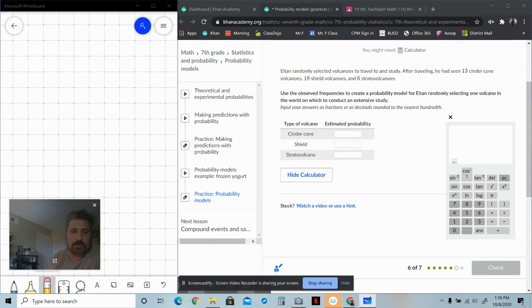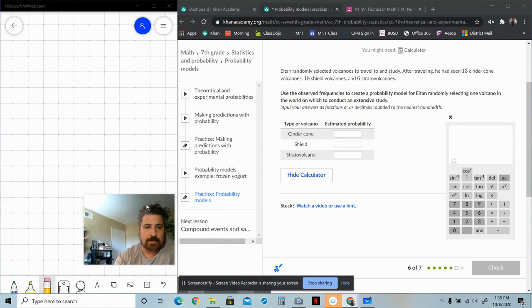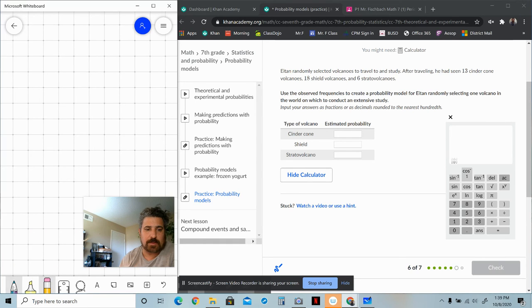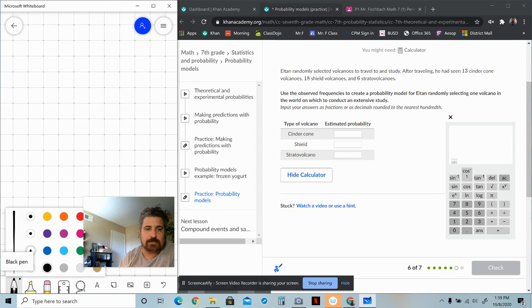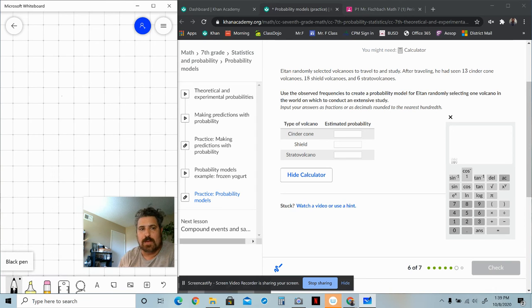So let me move this over a little bit. There we go, so I can select a new color. And I'm going to go grab black here. Okay, cool. So I think we know that the cinder is going to be 13. And then the shield so far was 18. And then you have the stratovolcanoes, which is 6, right? So we'll just call those strat, and we'll call those 6.